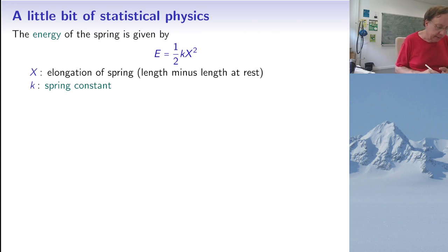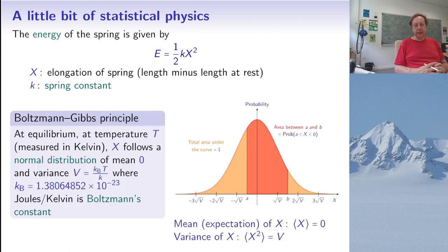And then the basic principle of statistical physics, called the Boltzmann-Gibbs principle, tells us that at equilibrium at temperature T, so measured in degrees Kelvin, so it should be a temperature scale that is zero at the absolute zero temperature, then the elongation will follow, if we observe it on an interval of time that is long enough, a normal distribution of mean zero and variance V, which is given by k_B, Boltzmann's constant, times the temperature over K.